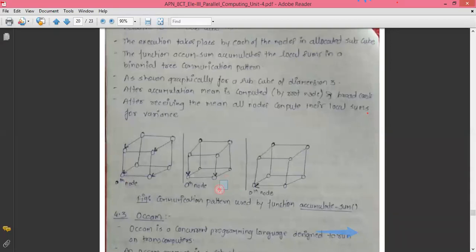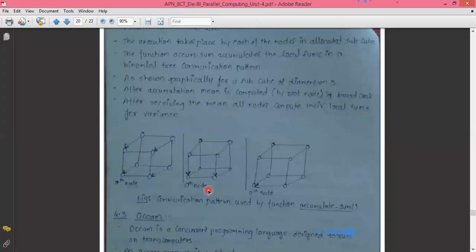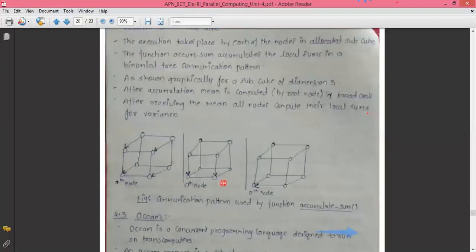And don't forget to mention the directions when you are drawing a cube. It is a suggestion to all of you that when you are explaining the NCUBE parallel programming language, draw a cube of dimension 3. Dimension 3 means 2 raised to the power 3. Dimension 4 means 2 raised to the power 4. Dimension 5 means 2 raised to the power 5. The diagrams are just going to be easier in that case.